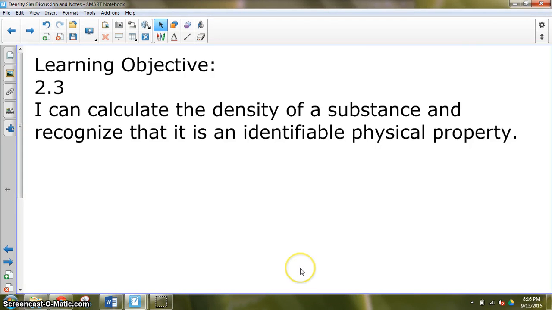Hello, ladies and gentlemen. Today we're going to be talking about the property of density. So your learning objective related to this topic is that you can calculate the density of a substance and recognize that it is an identifiable physical property. So if we were doing some kind of identification of an unknown substance, density is a unique characteristic that can help figure out what that substance might be.